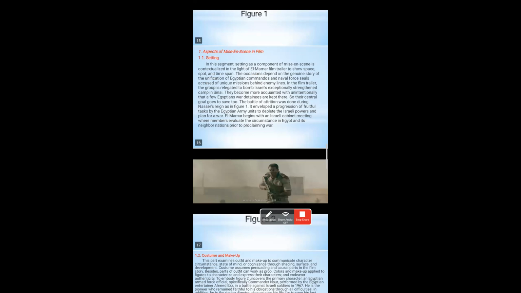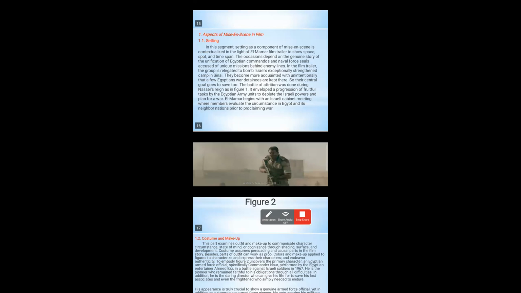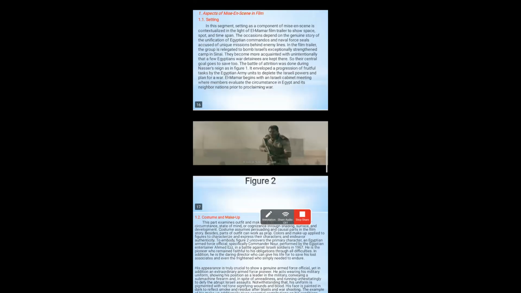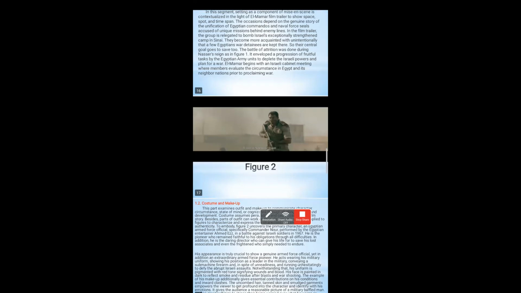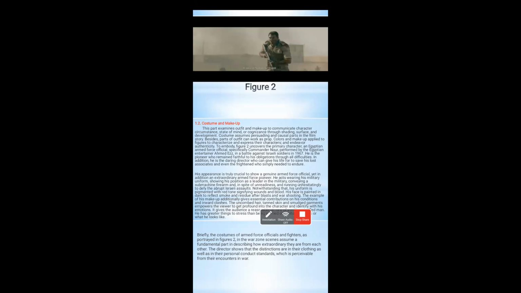costume and makeup. So this part examines outfit and makeup to communicate character, circumstances, and state of mind through shading, surface, and development. So costumes assume persuading and casual parts in the film story. So parts of outfit can work as prop colors and makeup appliers, and covers the primary character, an Egyptian armed forces official. This is Commander Noor, performed by the Egyptian actor Ahmed Aiz in a battle against Israeli soldiers in 1967. So he is the pioneer who remained faithful to his obligations and tasks through all difficulties.